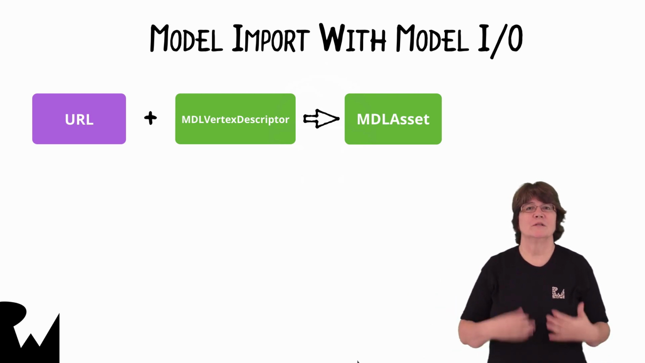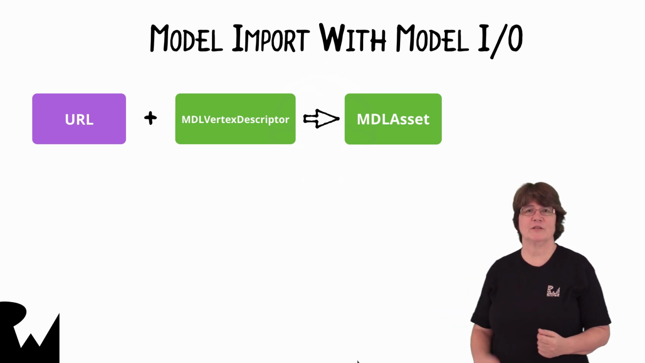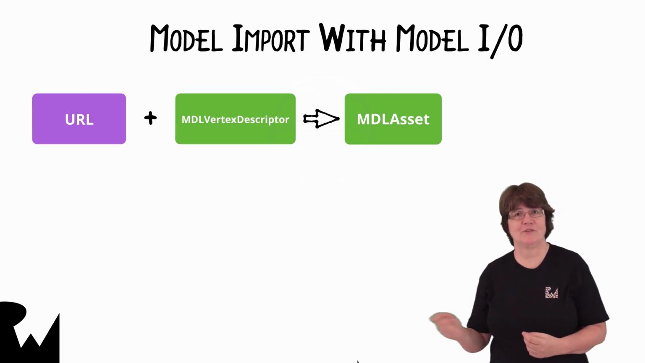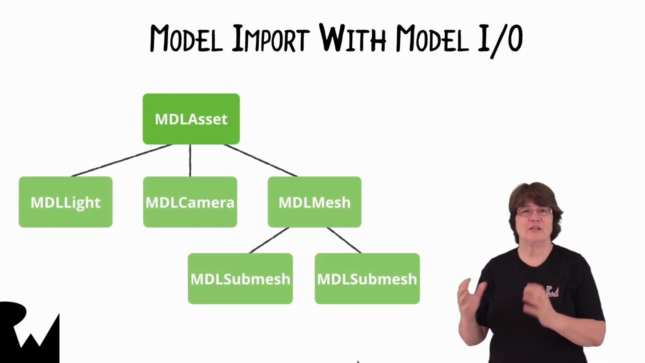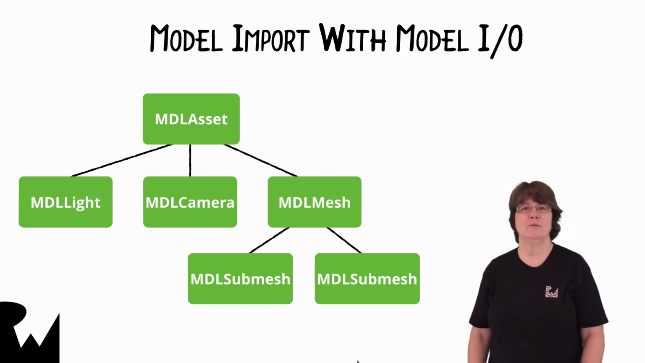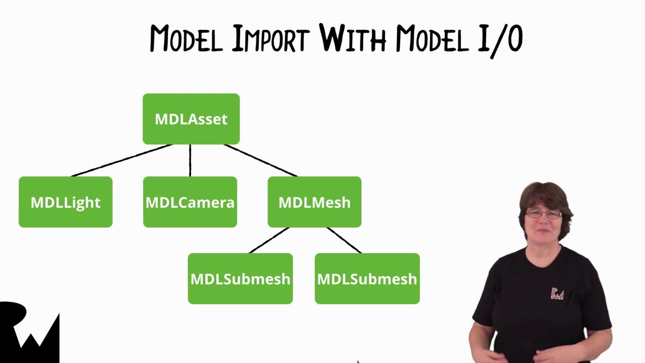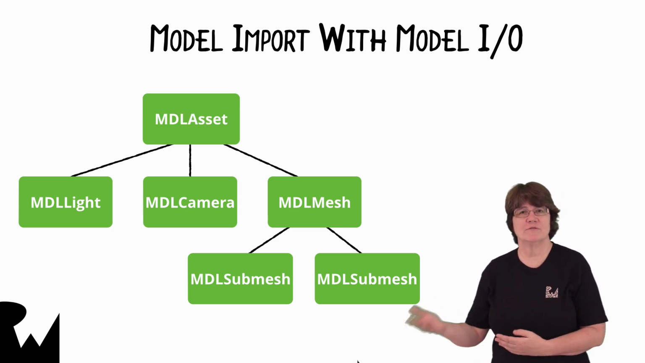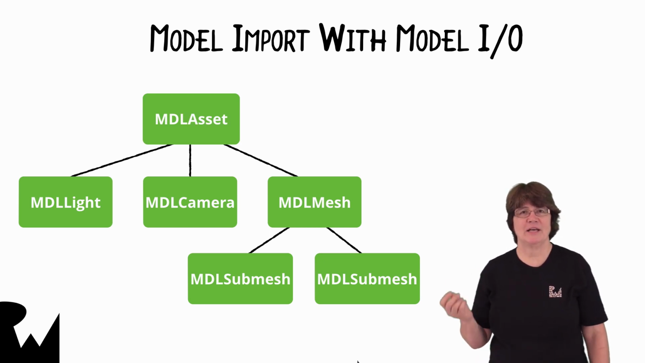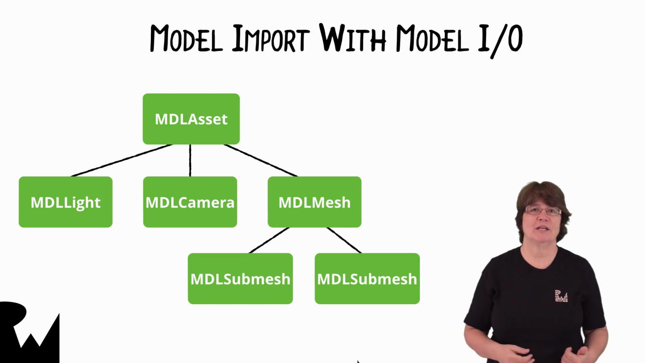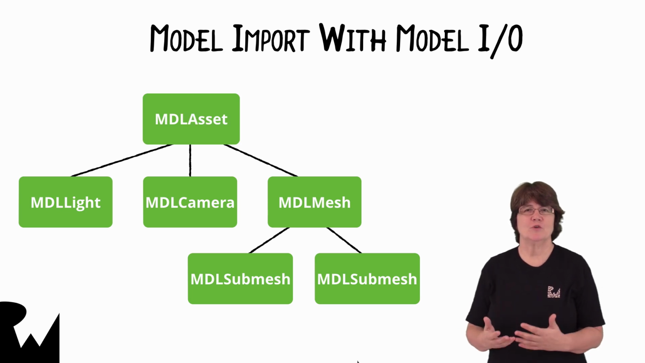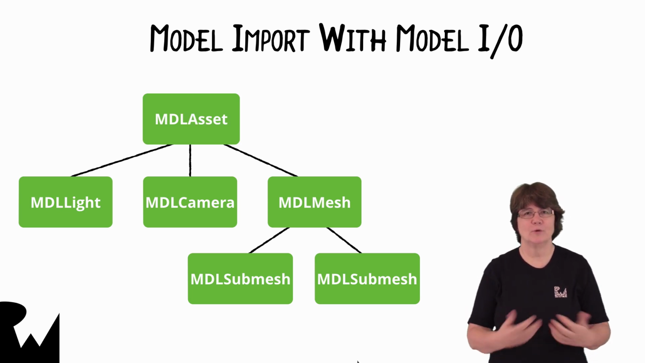To import a model, you use the model's URL and a vertex descriptor to define what attributes you need to create an MDL asset. This MDL asset is a container for objects. The objects could be lights or cameras or even the matrix transform hierarchies. We're currently interested in creating vertex buffers just like our primitive cube and plane. And the MDL asset contains MDL mesh objects which have vertex buffers. Using these MDL objects, you can do interesting things like generating normals or lighting information.